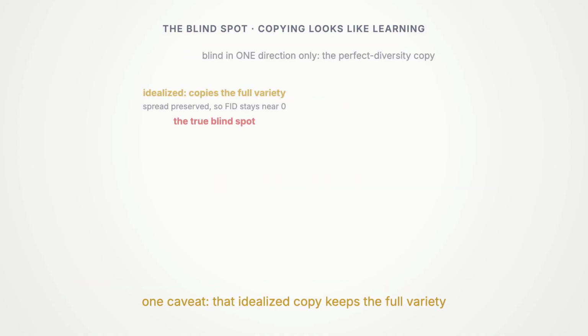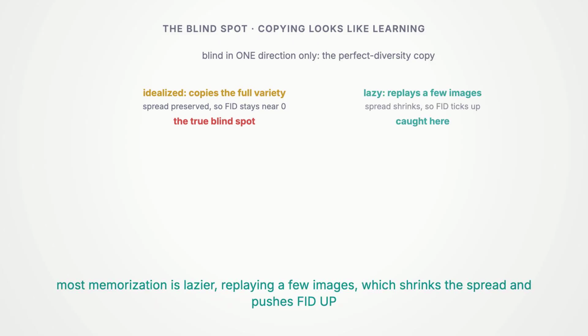One careful caveat, because the real world is messier. This blind spot is the idealized case, a model that copies the full variety of the training set. Most memorization in practice is lazier than that, replaying the same few images over and over, and that loses diversity, which actually shrinks the spread and pushes FID up, not down.